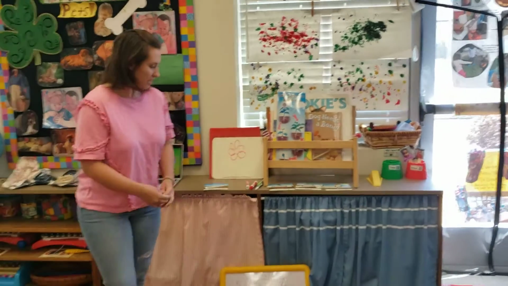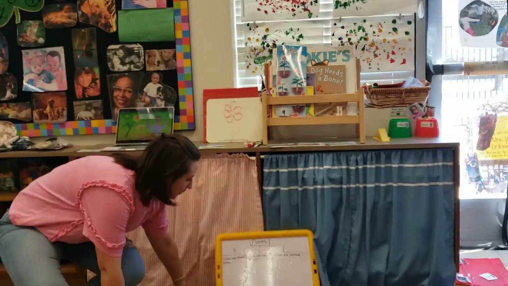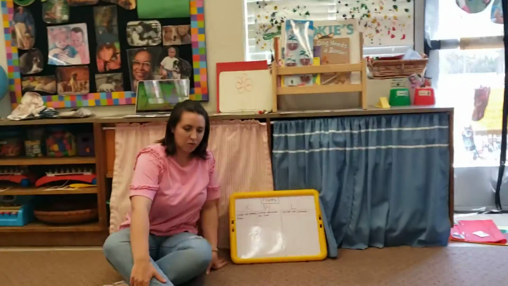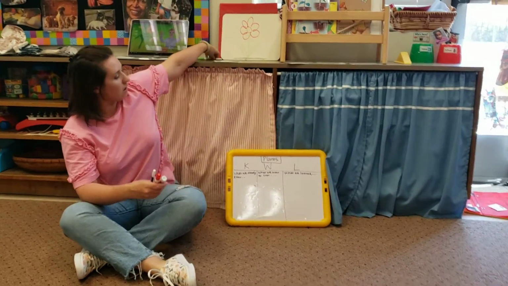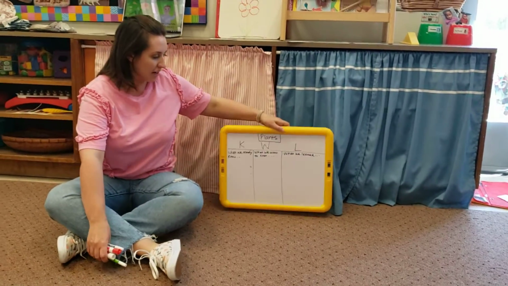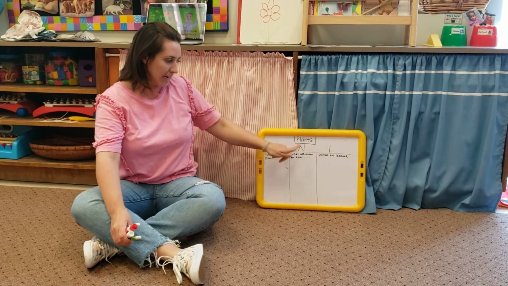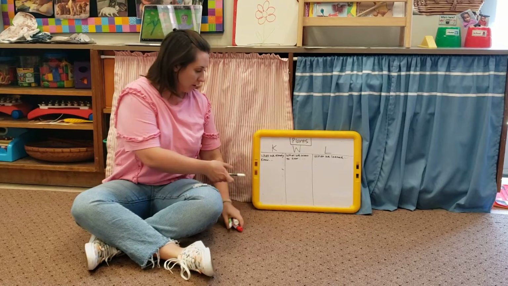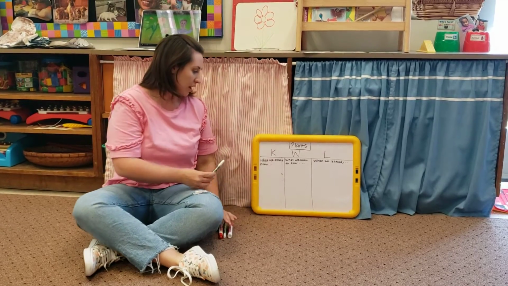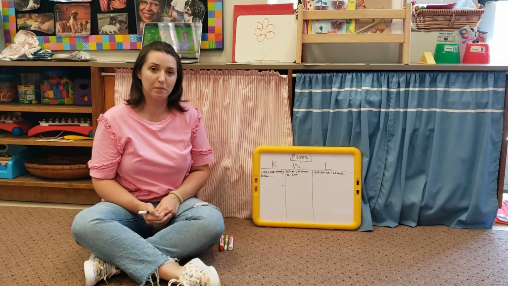So let's all have a seat. Let's take a deep breath. Now our bodies are calm and we are ready to start our chart. So here on our whiteboard, I have already drawn out our KWL chart about plants. And here in the first column, we are talking about what we already know about plants.